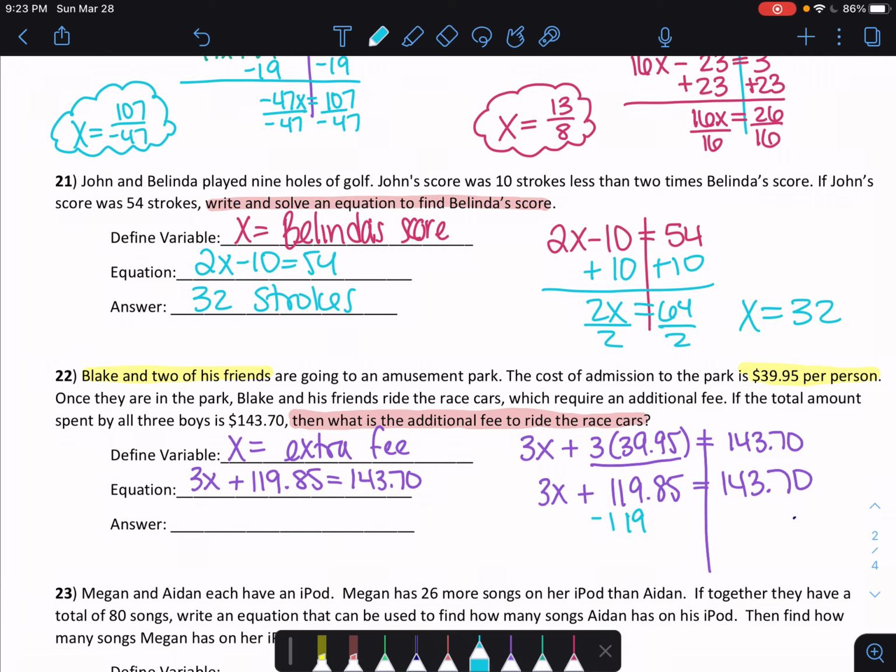So minus 119.85. So 3x equals 143.70 minus 119.85 is 23.85. And then I'm going to divide by 3. And I got $7.95.